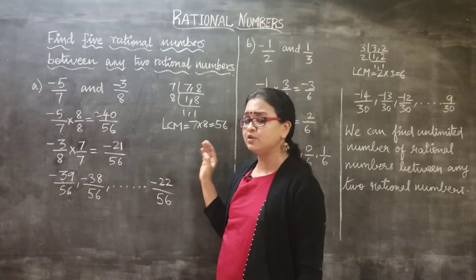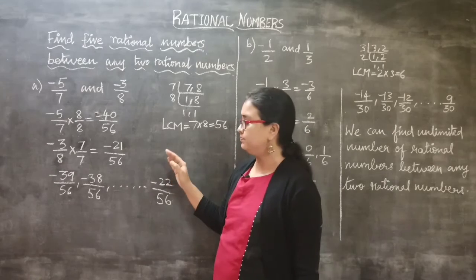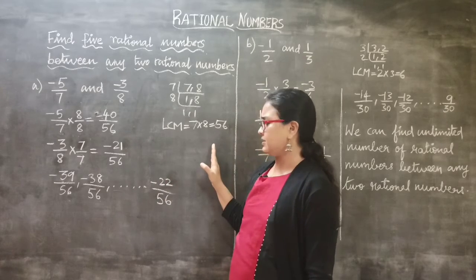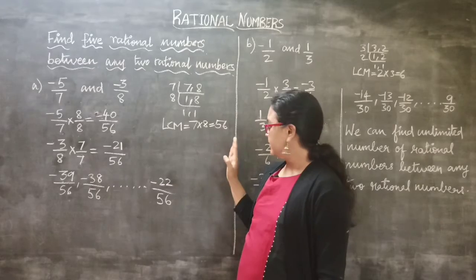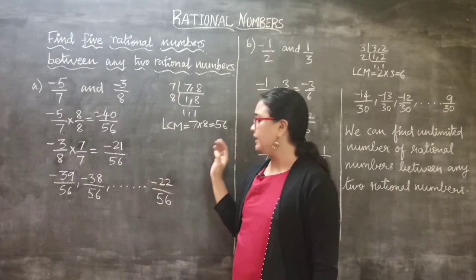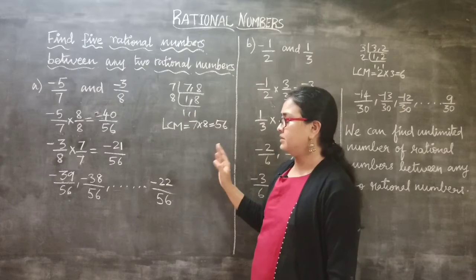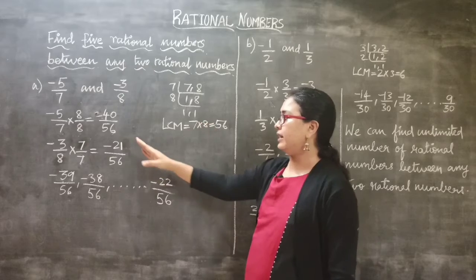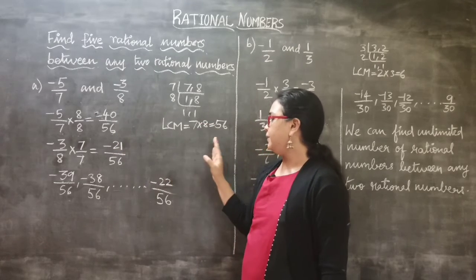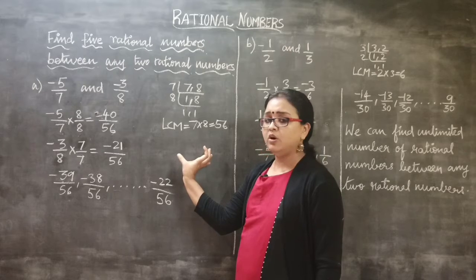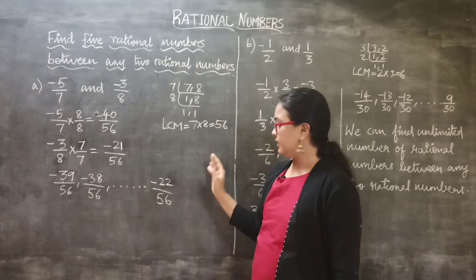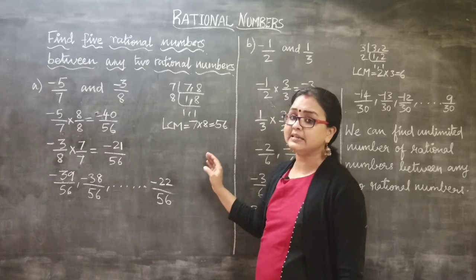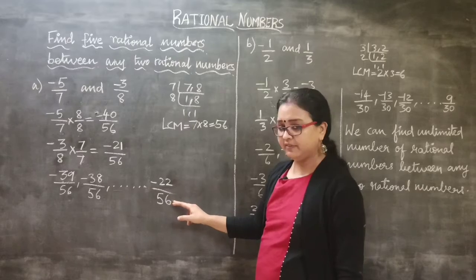Now both are negative rational numbers, which fall on the number line before 0. So minus 40 by 56 will be here and minus 21 by 56 will be here, before 0, on the left hand side, right? And the right hand side will be positive numbers. So we don't have to look at the positive numbers, only towards the left hand side. Between minus 40 by 56 and minus 21 by 56, what numbers will fall? That's what I have to check.